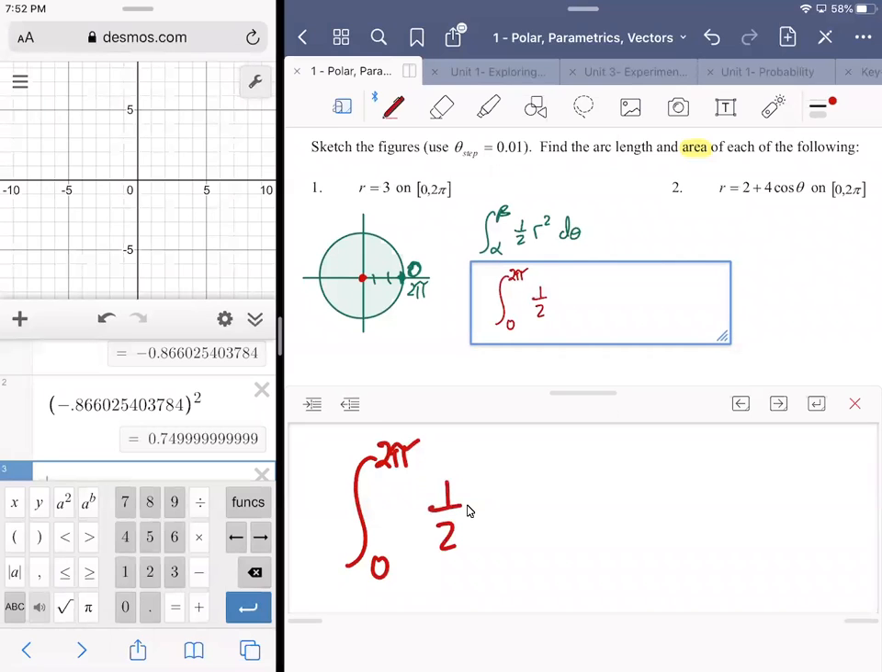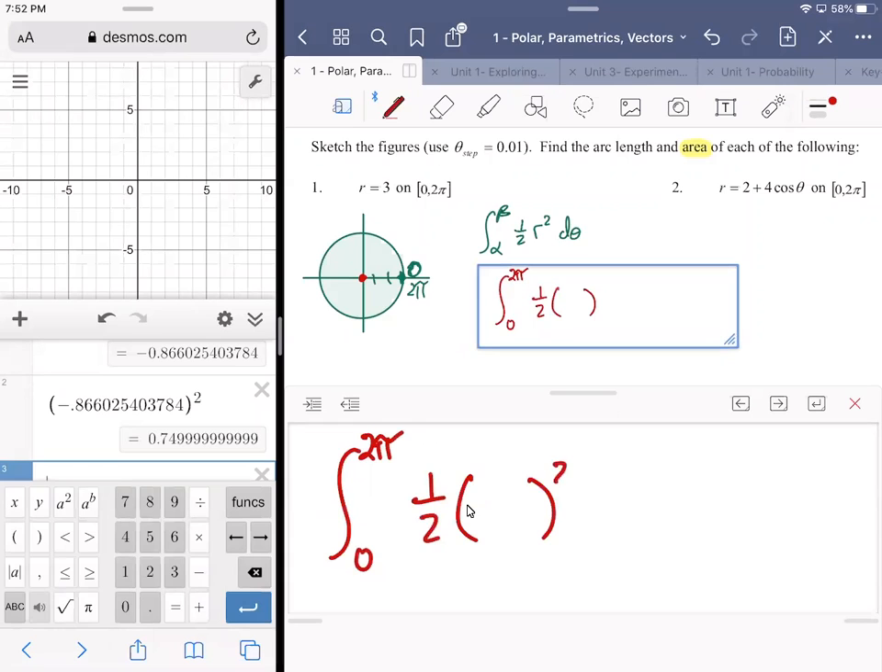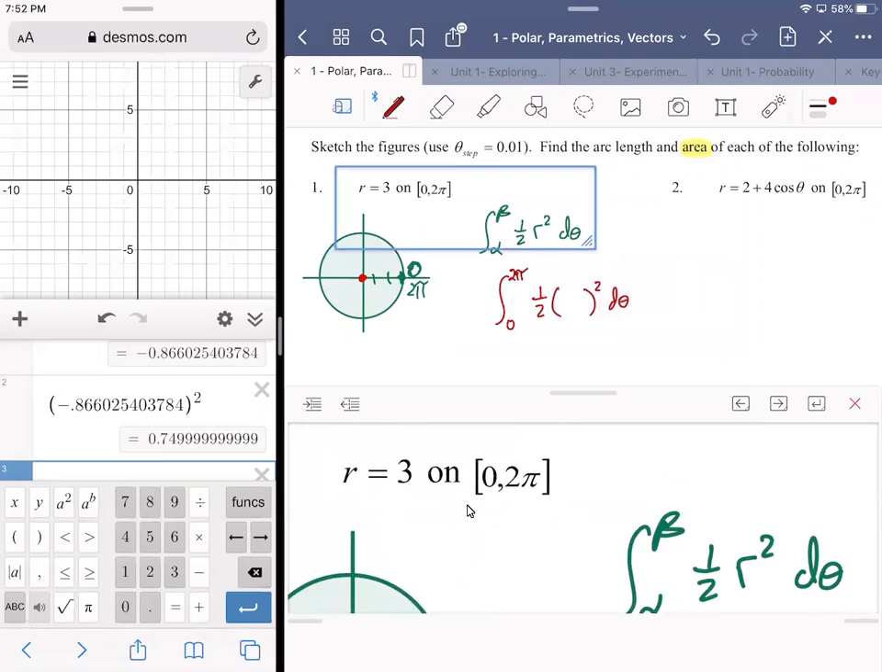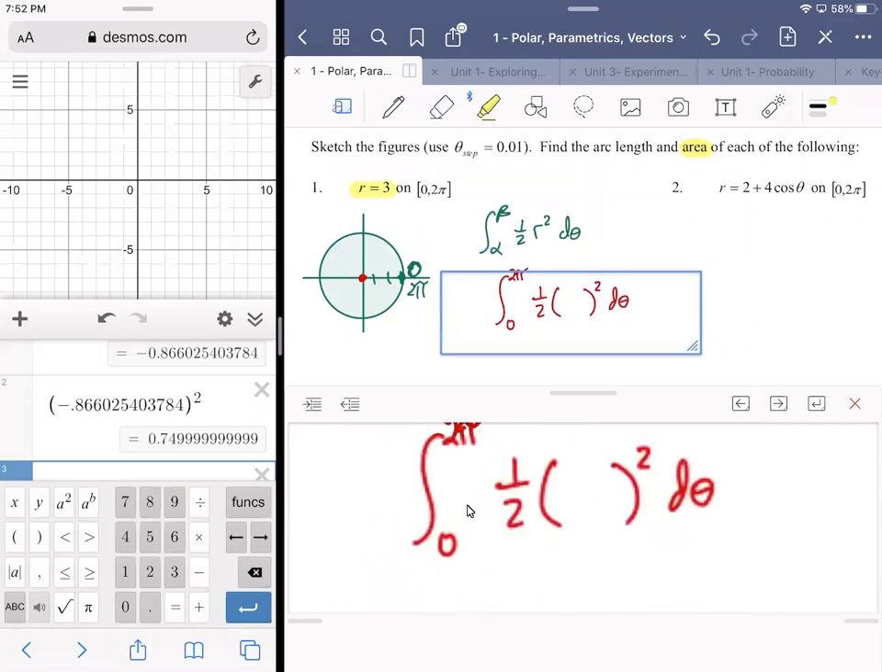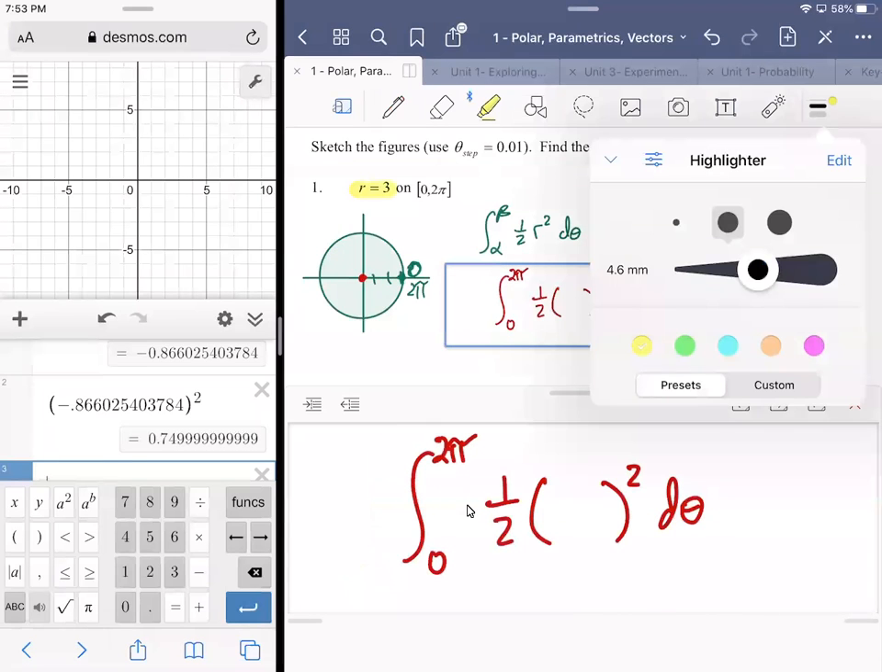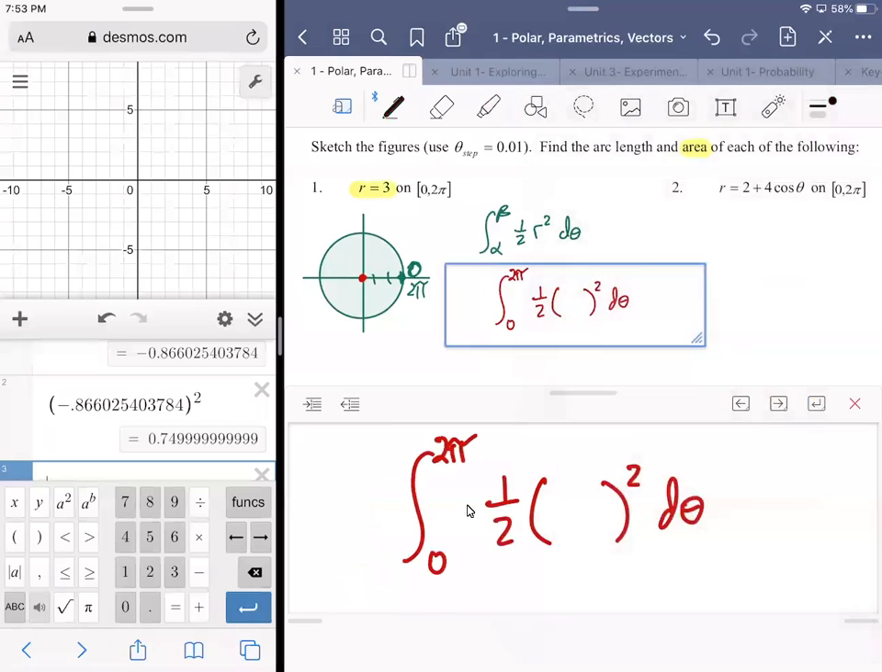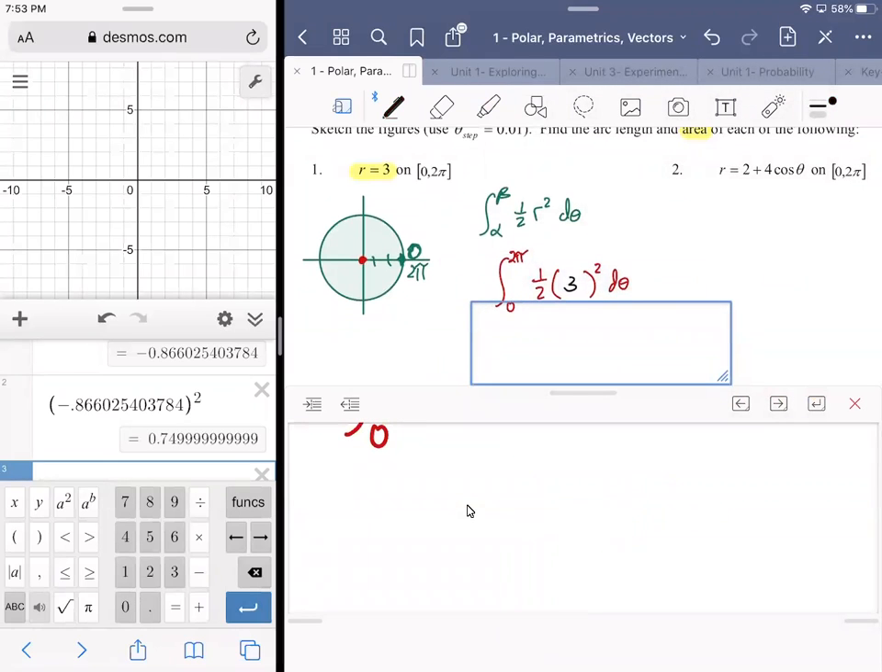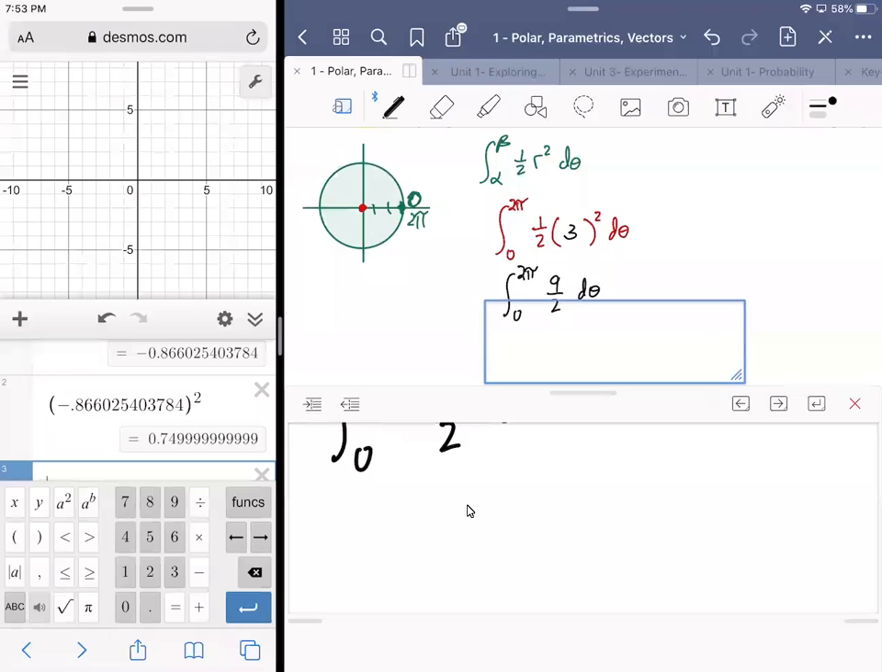We'd have 1/2 r squared d theta, all right? Well, they tell us here that r is equal to 3, so 1/2 3 squared d theta. So on the interval of 0 to 2 pi, we're talking 9/2 d theta. All right, so now I just got to integrate. It's a constant, so we're just slapping the variable on. 9/2 theta over the interval of 0 to 2 pi.